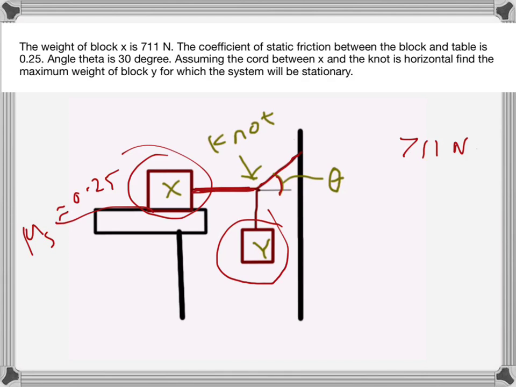So there is a tension force in the cord here, and because of the weight there will be a force of friction, basically friction between the surface and this weight X here. So that will be equal to mu s times the weight force of X. So that will be that force.